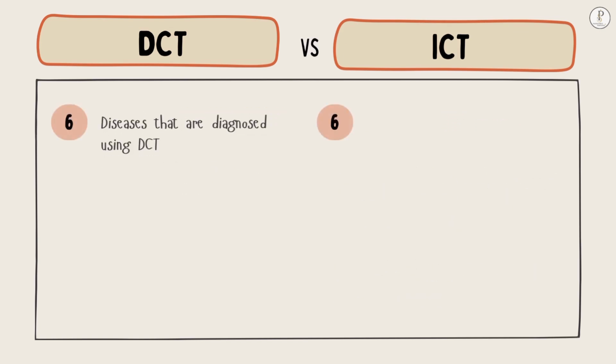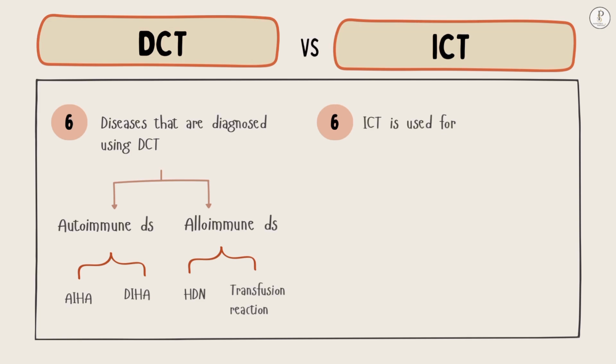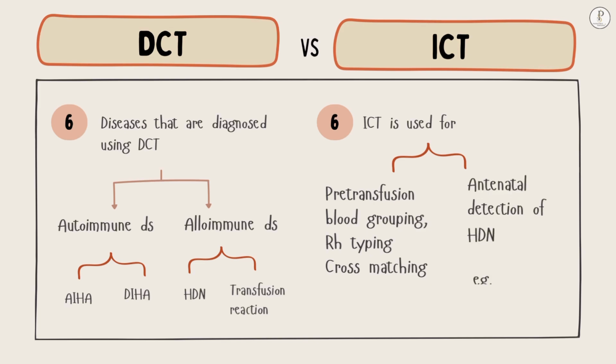Diseases that are diagnosed using DCT are autoimmune diseases like autoimmune hemolytic anemia, drug-induced hemolytic anemia, and alloimmune diseases like hemolytic disease of newborn and transfusion reaction. ICT is used in case of pre-transfusion blood grouping, RH typing and cross-matching. Also in antenatal detection of HDN, for example RH incompatibility.